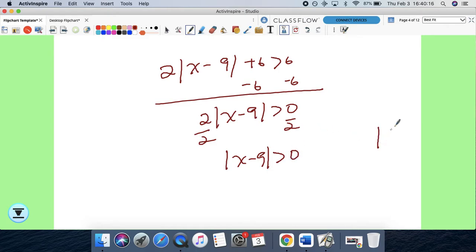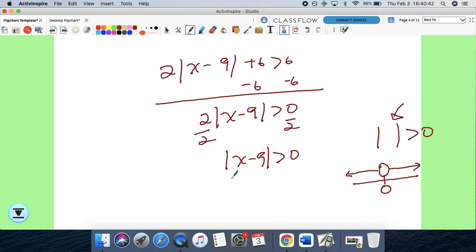So when is the absolute value of anything ever greater than 0? Well, except for 0, right? So if you think of a number line, let's put a 0 here. Does 0 work if I put it in here? No. So I'm not going to shade it. But does 0.1 work? Yeah. So numbers greater than 0 work. And guess what? Numbers less than 0 also work.